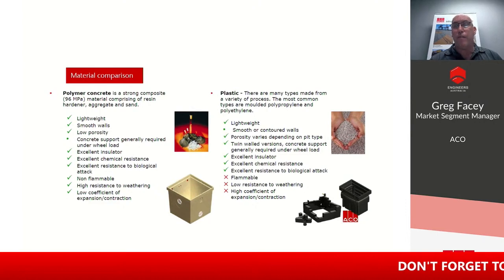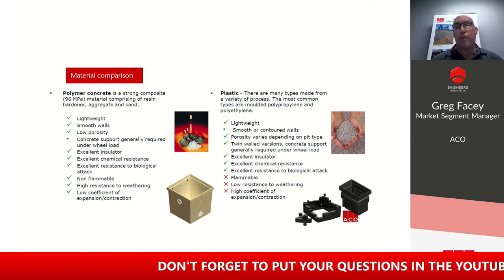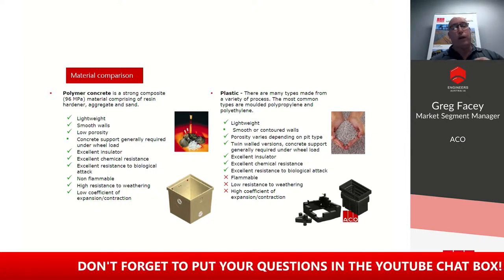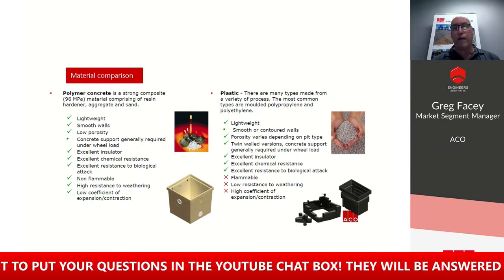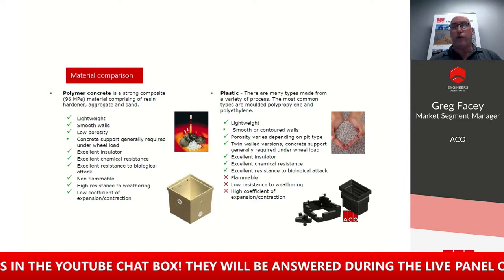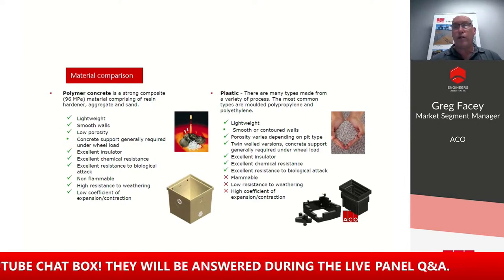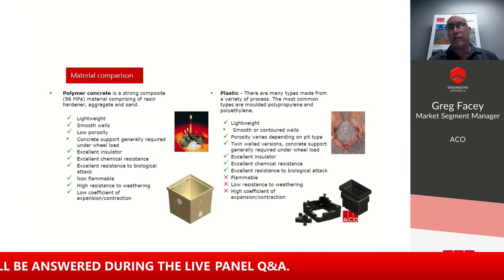Where plastic, and there are many types made from a variety of processes. The most common types are molded polypropylene and polyethylene. They do have an advantage where they're lightweight, with smooth and contoured walls. Porosity varies depending on the pit type. Twin wall versions are now available. Concrete support is generally required under wheel load conditions.